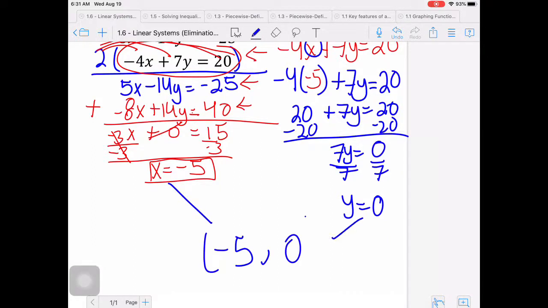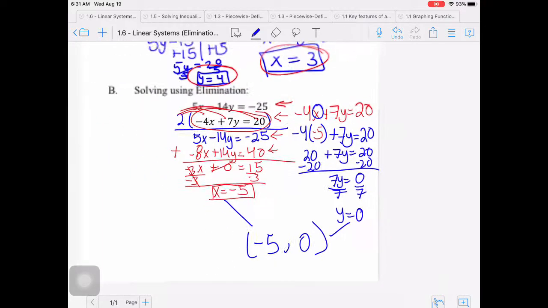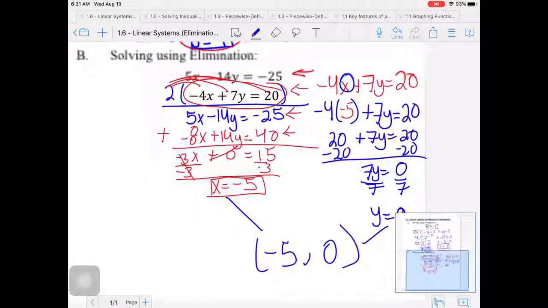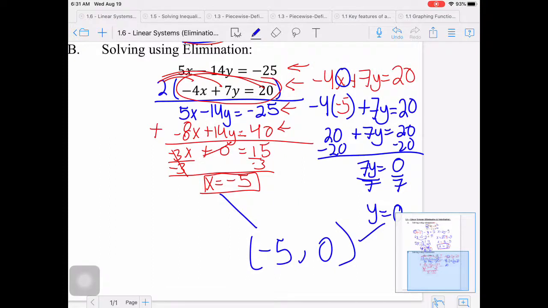So the solution to the system is -5, which is the x, comma 0, which is the y. And if you remember from Algebra 1, the solution to a system is the ordered pair that makes both of those equations true.